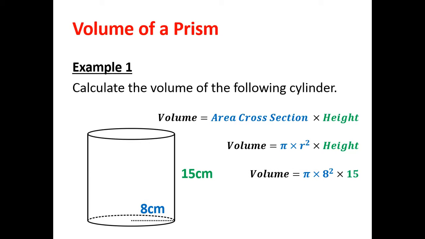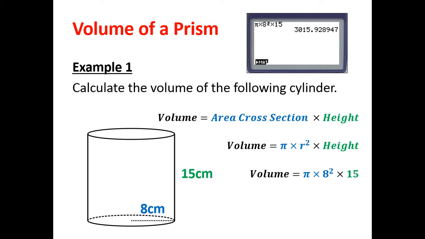So the volume is equal to pi times 8 squared, because 8 is the radius, and we multiply that by the height of 15. Let me grab my calculator. Pi times 8 squared times 15 gives 3015.928947, and I'm going to round that sensibly to 3015.9 centimeters cubed. Remember, volume is measured in cubed units, and I've rounded that to 1 decimal place.